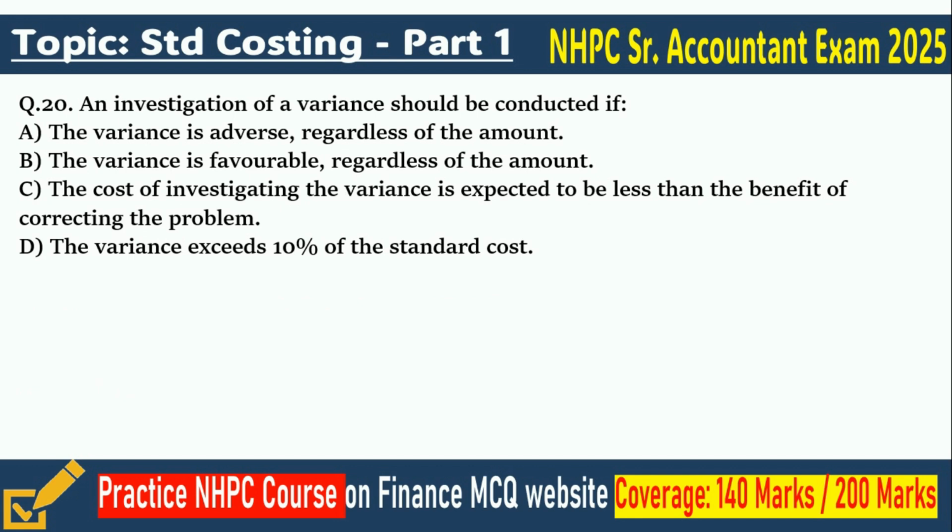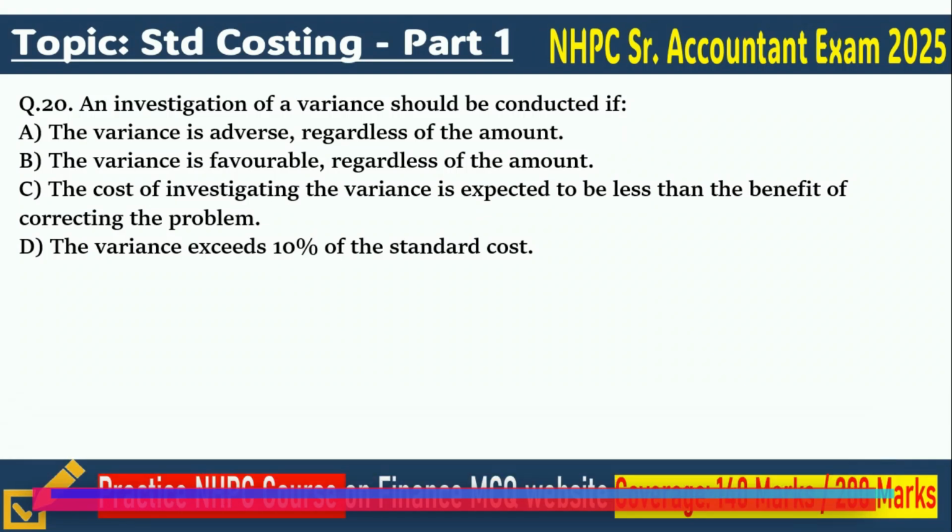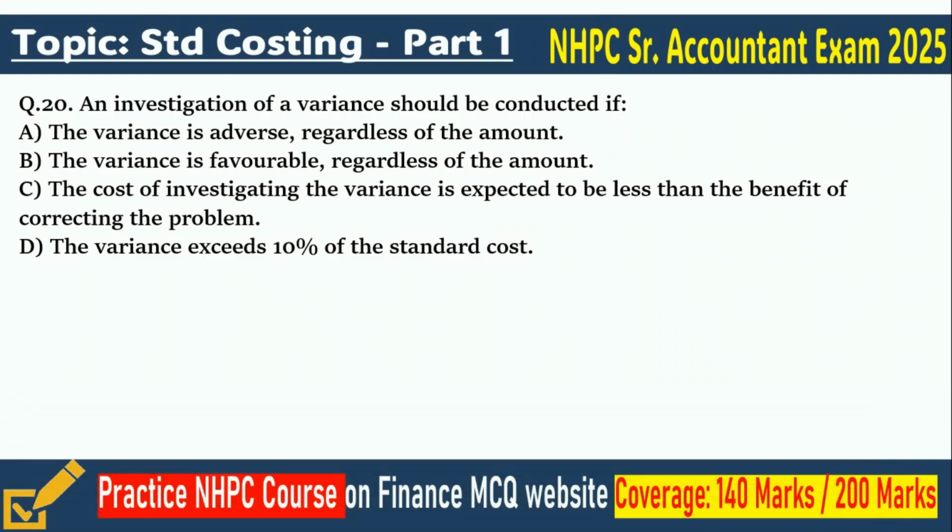An investigation of the variance should be conducted if option A, the variance is adverse regardless of the amount. Option B, the variance is favorable regardless of the amount. Option C, the cost of investigating the variance is expected to be less than the benefit of correcting the problem. Option D, the variance exceeds 10% of the standard cost. So, think over it, friends. Pause the video. The answer is quite logical.